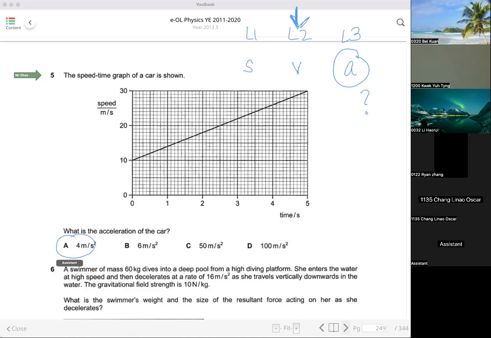The answer is A. You're supposed to find the gradient. So the gradient of this graph, every second, it actually increased by 4 meters per second. Can you see? So the acceleration of the car is 4 meters per second squared. Meter per second squared means that every second the speed increased by 4 meters per second. Is that clear? Because when we talk about squared, the unit doesn't make sense. But if I tell you that every second your speed increases by 4 meters per second, does it make sense to you now? Okay, very good.